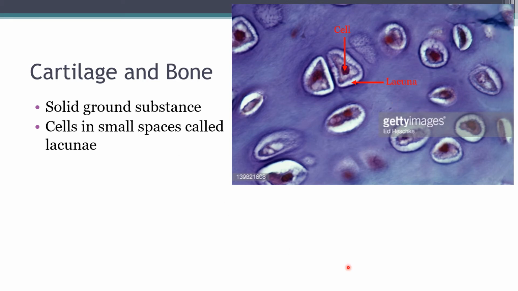Okay? So in cartilage and bone, the hallmark is always going to be cells in lacunae, cells in these little spaces in the solid matrix.